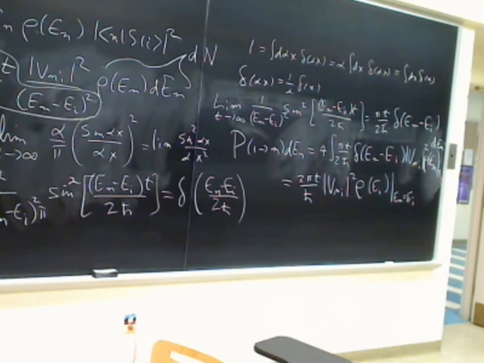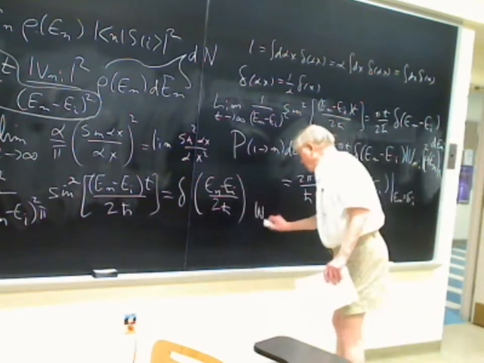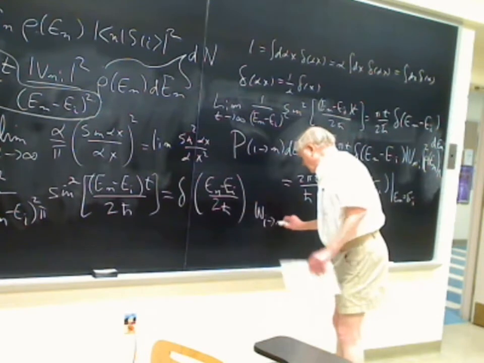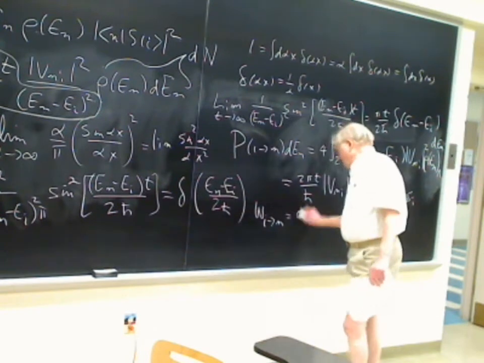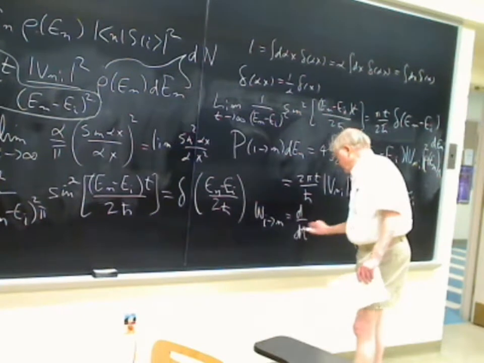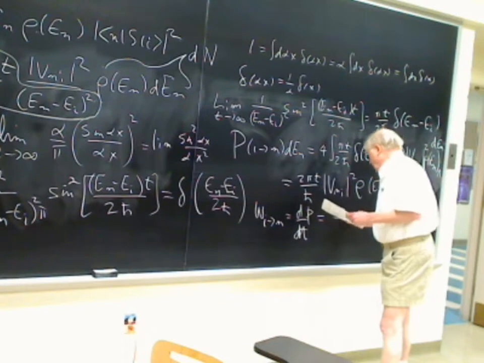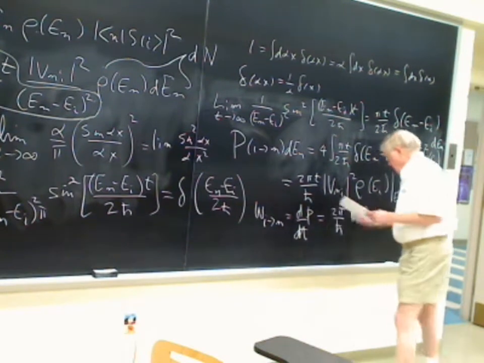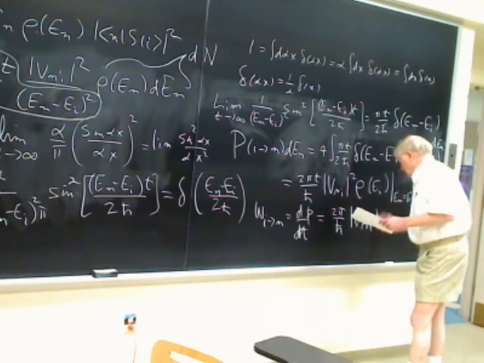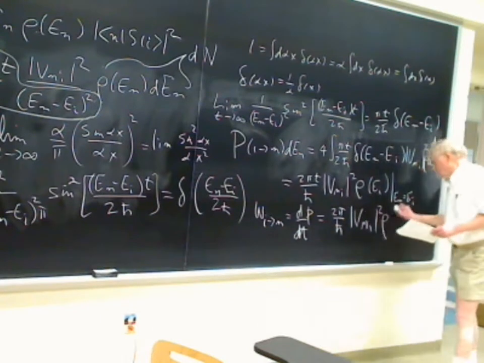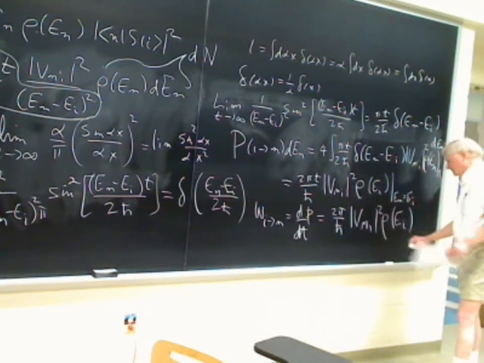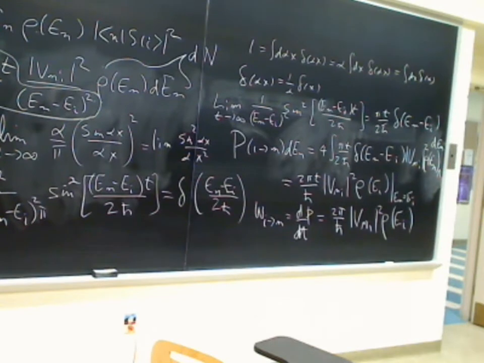Okay, so that's the probability of the transition. It's proportional to time. The transition rate, W of i going to n, is then the derivative of this with respect to time. And that gives us 2 pi over h bar |Vni| squared rho of Ei. So that's Fermi's golden rule.